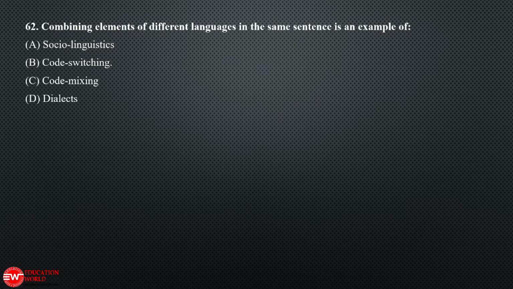Second question, combining elements of different languages in the same sentence is an example of. So here we have the options: sociolinguistics, code switching, code mixing, and dialect. Our right option here is code mixing. So here I want to tell you code mixing ਕੀ ਹੁੰਦੀ ਹੈ. Code mixing is when we combine some words of one language with words of another language. Like this keyword here, combining, can tell us. Combining means mixing.